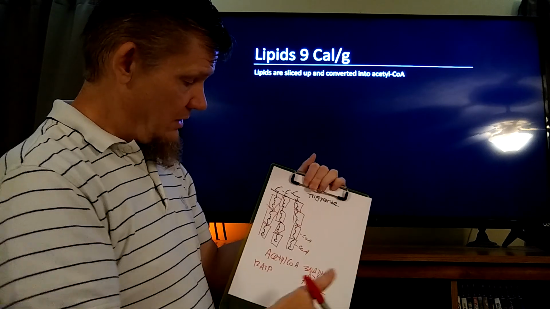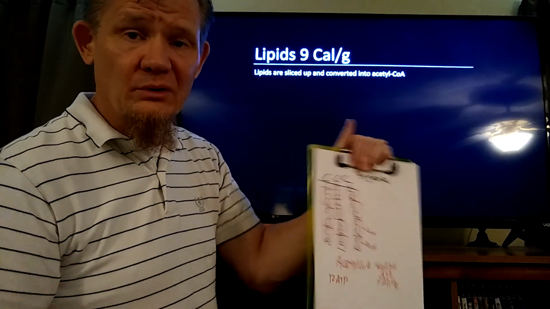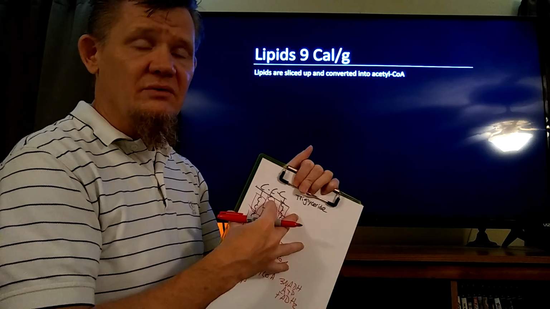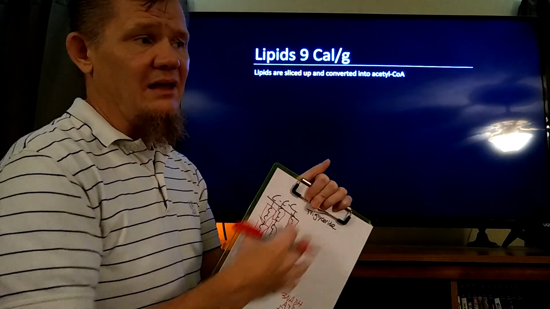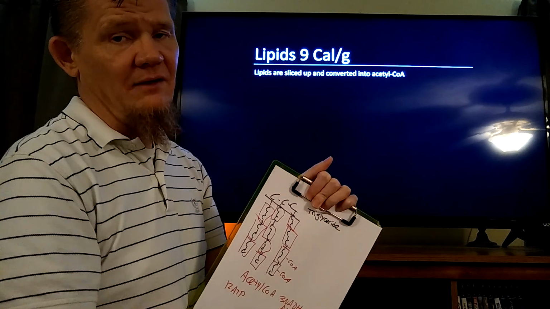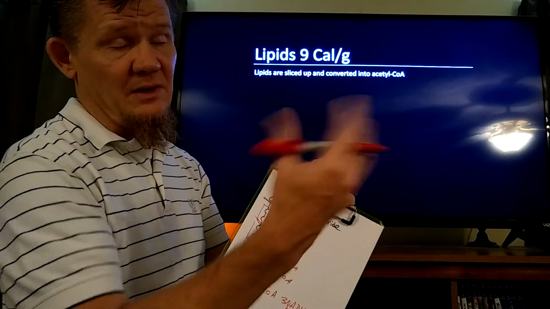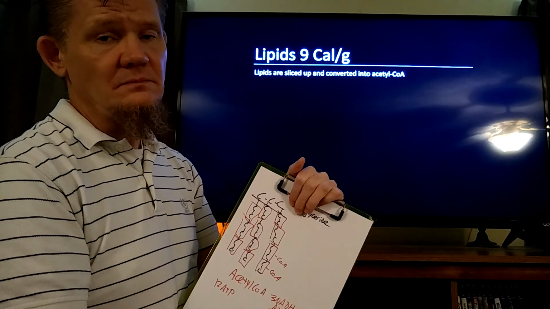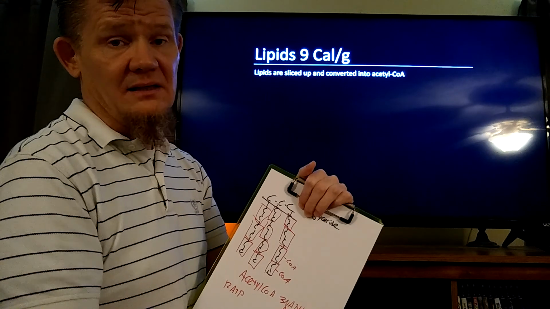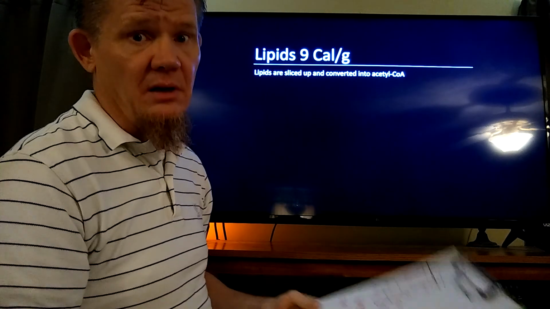So what's 12 times 12? 144. So 1 molecule of a fatty acid is worth like 5 times as many ATP as a molecule of sugar. So molecules of fat are worth a lot more energy.